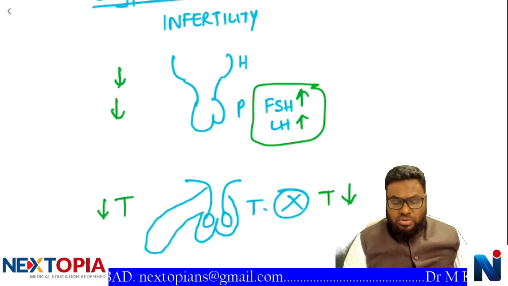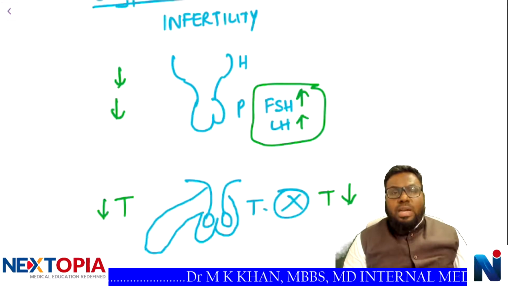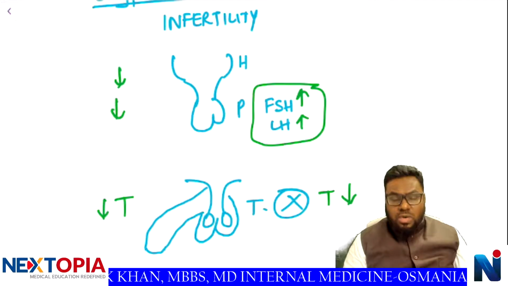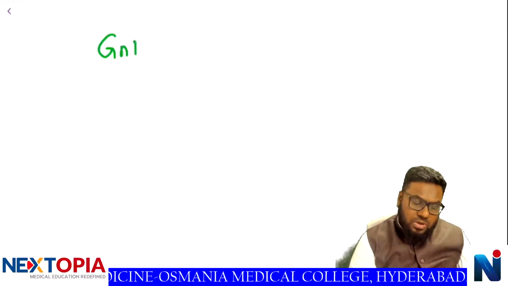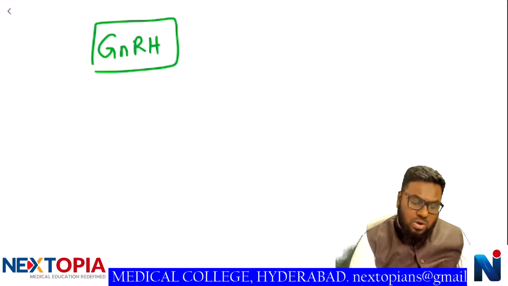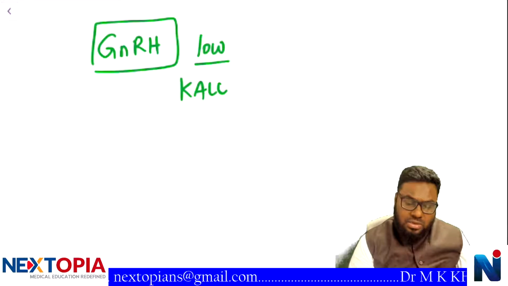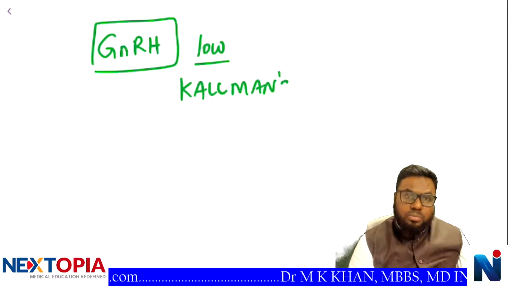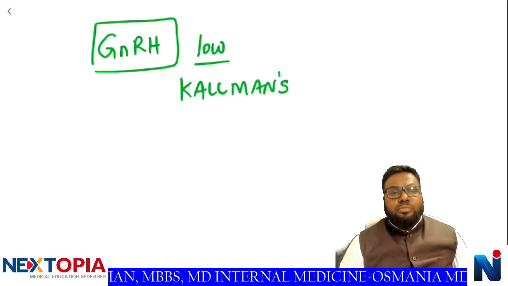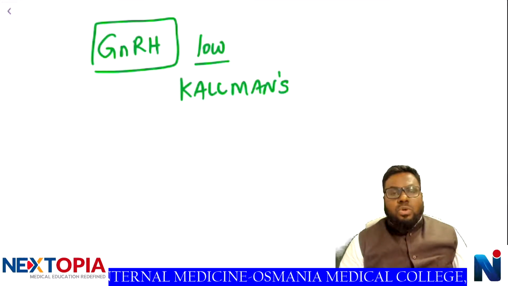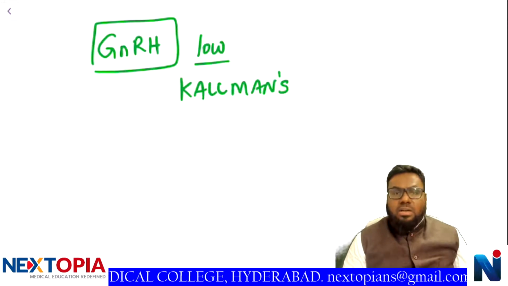In pituitary hypogonadism, you find testosterone low and FSH and LH low. Hypothalamic hypogonadism, what will happen? You will find all three low. And in hypothalamic hypogonadism, GnRH levels are also low. Gonadotropin releasing hormone levels are also low. We call it Kallmann syndrome. All right. So this completes the topic of the male reproductive system.